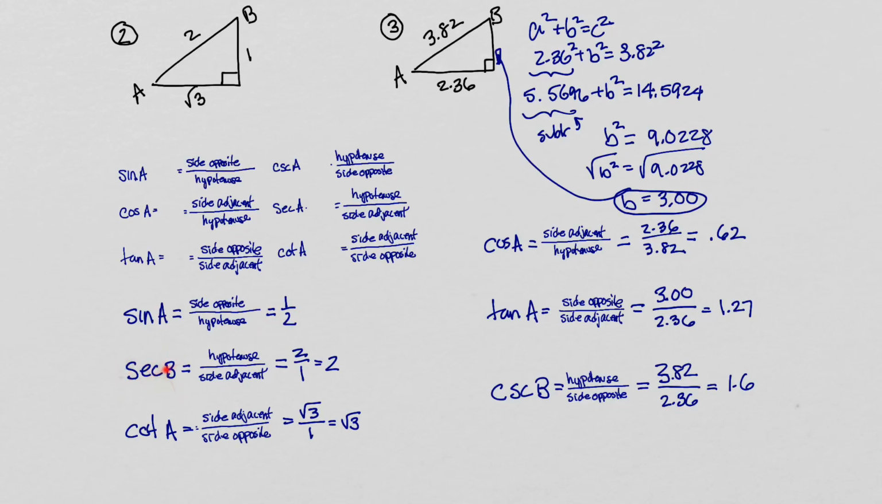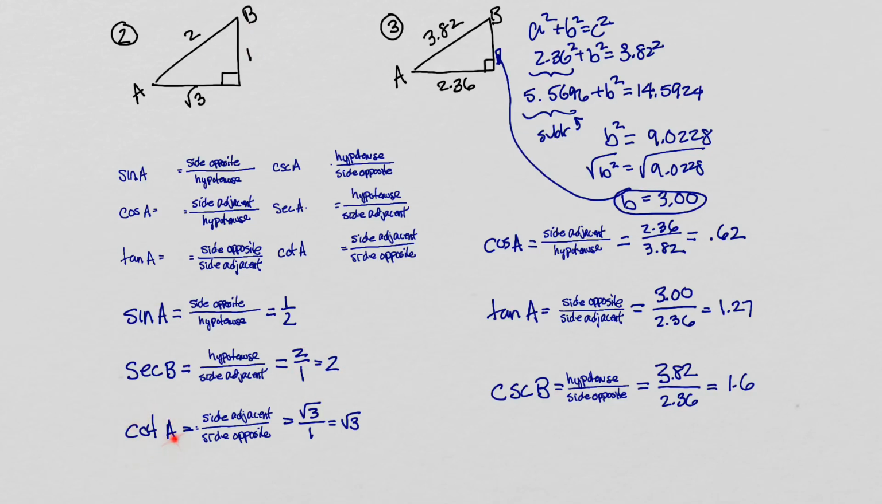Now let's get the secant of B. I've written A here, but this could be any angle. The secant is the hypotenuse over the side adjacent. So we're looking for the secant of B. Come up to angle B. Now it's the hypotenuse, which is a 2, over the side adjacent, which is a 1. Now this is not angle A, this is B, so it's the hypotenuse over the adjacent. 2 over 1, which is just a 2.